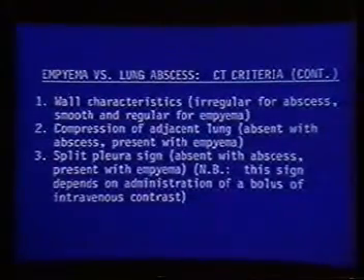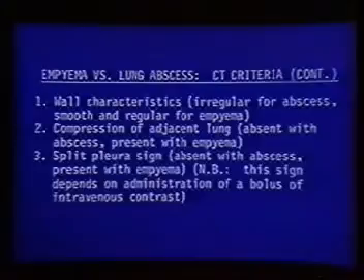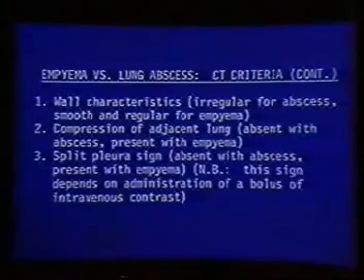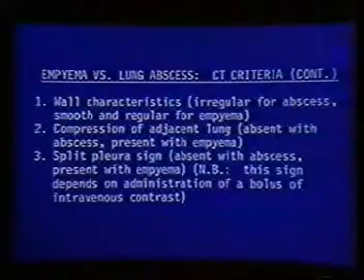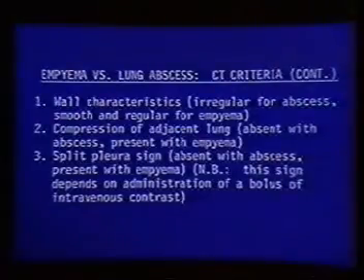A final sign that's been described is the split pleura sign. The rationale for this is that if you can demonstrate the visceral and parietal pleura separating around a lesion, then the lesion is in between them, so it must be a pleural process. In order to use this sign, you have to give bolus intravenous contrast to be able to enhance the pleura. But if you can demonstrate that split pleura sign, as in this case, that would be pretty typical of an empyema. It does not tend to occur with lung abscesses.